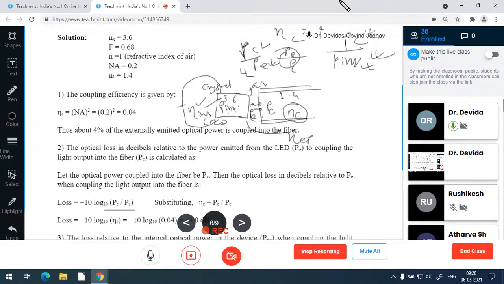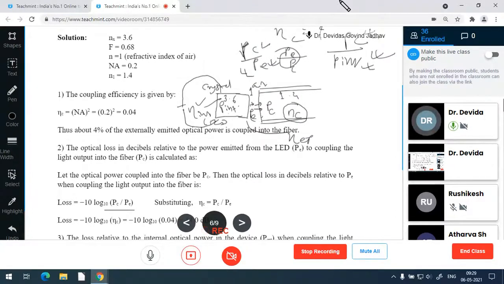Once the optical power is launched into the fiber, the fiber gives no loss at all. It carries that power for hundreds of kilometers. But from the emission at the source to the coupling into the fiber, there are a lot of losses. To calculate that, we have to see the internal quantum efficiency, which generates the internal optical power.